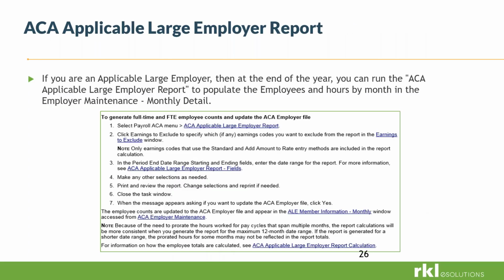Now, there is on the ACA menu an applicable large employer report. If you run that report, it will take the data from last year and populate it for this year. And then you will simply go in and make whatever changes may have occurred, and you'll be ready to go with your 2018 Affordable Care Act data.